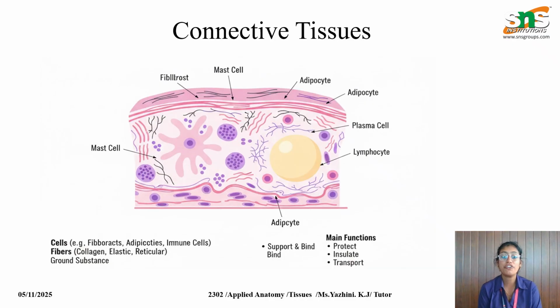This is the structure of connective tissue, where fibroblasts, mast cells, adipocytes, plasma cells and lymphocytes are located. The cells have fibers of collagen, elastic and reticular groups. The main function of connective tissue is protection, transport and insulation, which binds and supports the tissues.